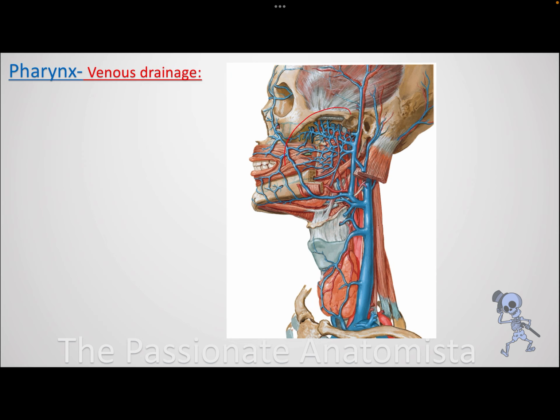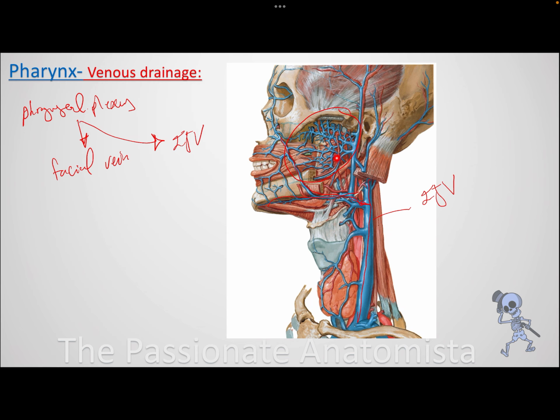And for the venous drainage, we have the pharyngeal plexus. If you look at the internal jugular vein, this is your internal jugular vein, and this is your facial vein, which comes from the face and drains into the internal jugular. The pharyngeal venous plexus drains into the facial vein, and it also drains into the internal jugular vein. They drain into the facial, and eventually into the internal jugular. Some of them go to the internal jugular, and some go through the common facial vein.